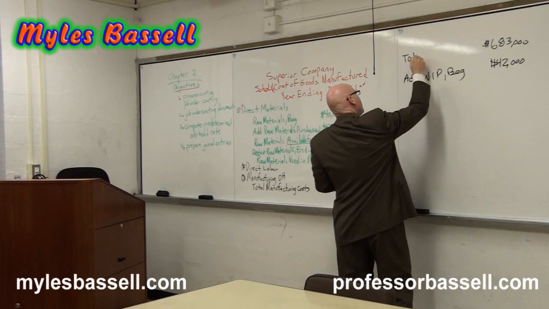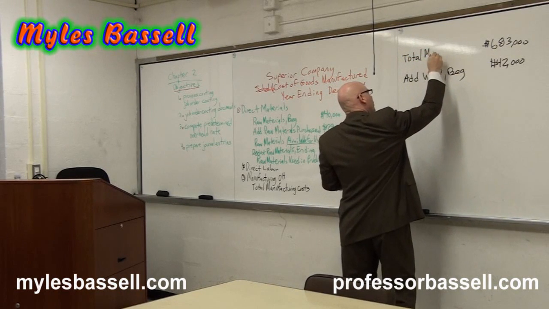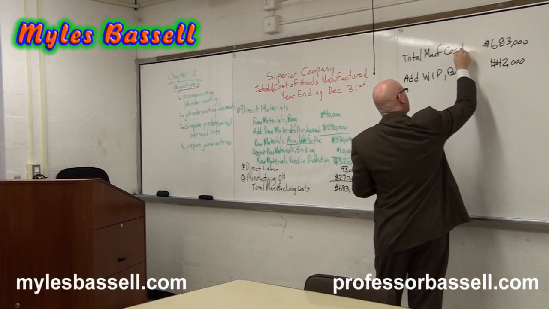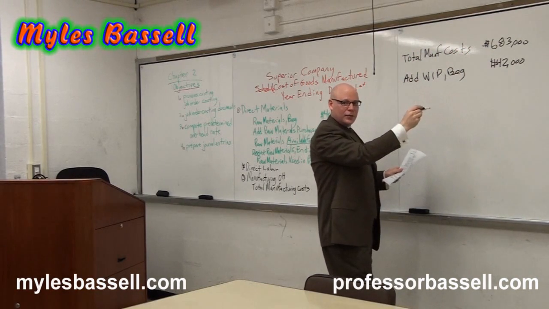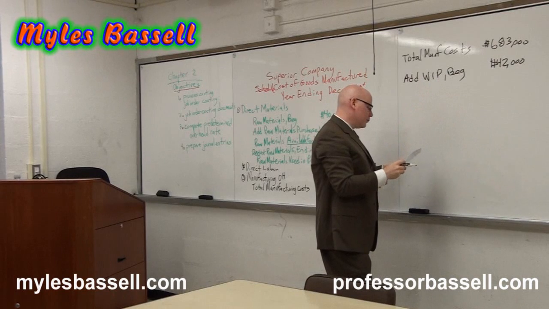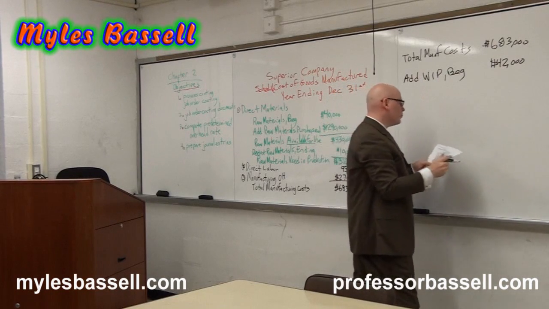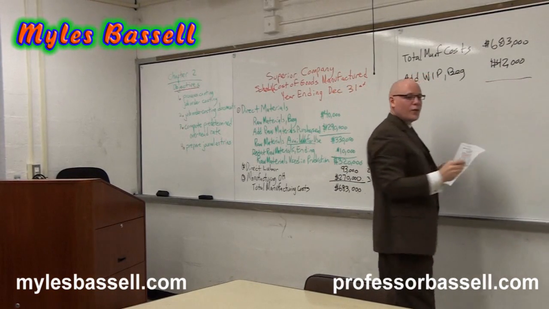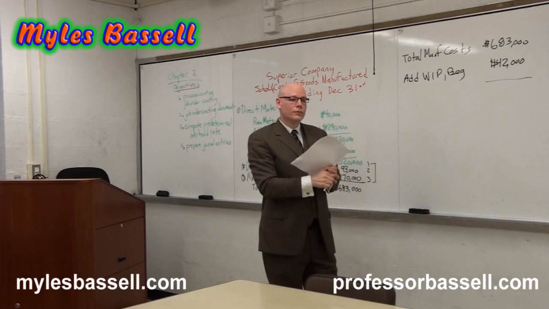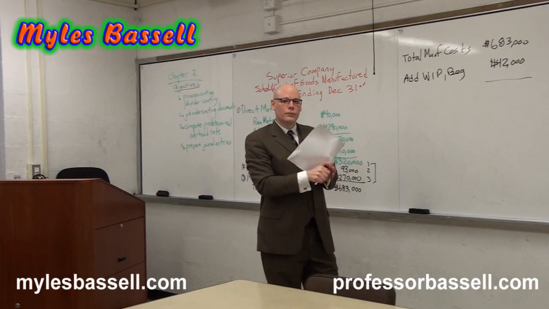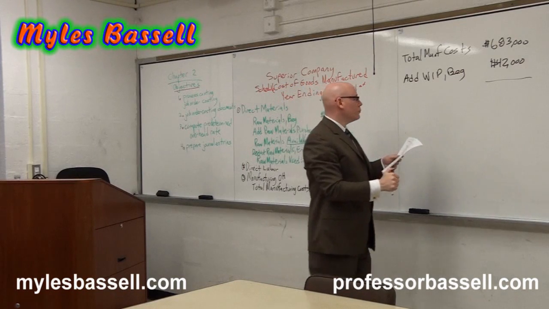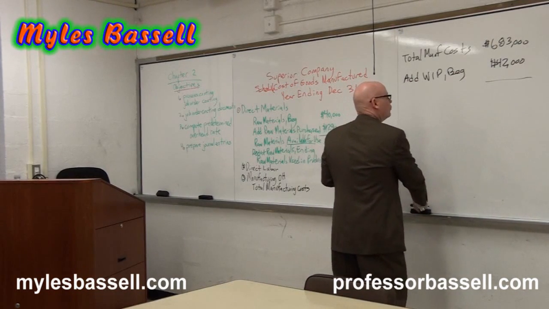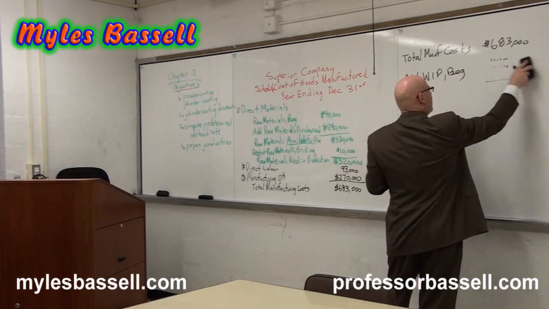Question? Total manufacturing cost. So we add the work in process beginning. Why do we do that? Yeah, we were given the end, not the beginning. We had to figure out what the beginning was. Oh, but it is 42,000. Yes. Okay.